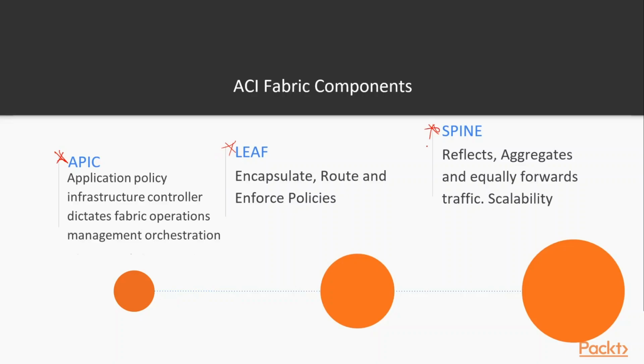The spines are reflecting, aggregating, and forwarding equally your traffic to your destination. So let's draw a quick poor man's fabric. If I have a simple 2-leaf, 1-spine, the spines are basically reflecting the traffic to the leaves. If I have a machine here that wants to communicate with a machine here, they go via the spines because the spine is advertising the information for my destination. The spine reflects that information back down to the leaves.